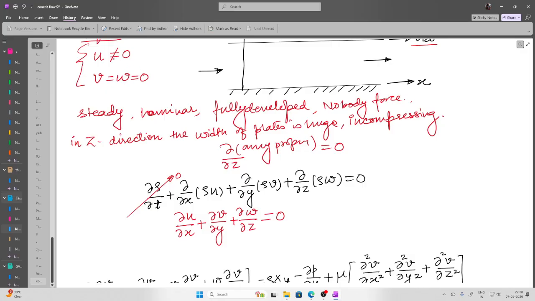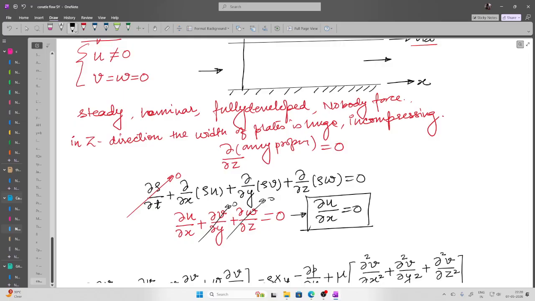Friends, as this is a parallel flow, v and w will be 0. So their changes will also be 0. So here you came to a very important conclusion that del u by del x is equal to 0. That means the only existing velocity, which is in the x direction, is independent of the x direction itself. So on what will this u depend? This u can either depend on z or on y, but we have also assumed that the width of the plate in the z direction is huge, is very large.